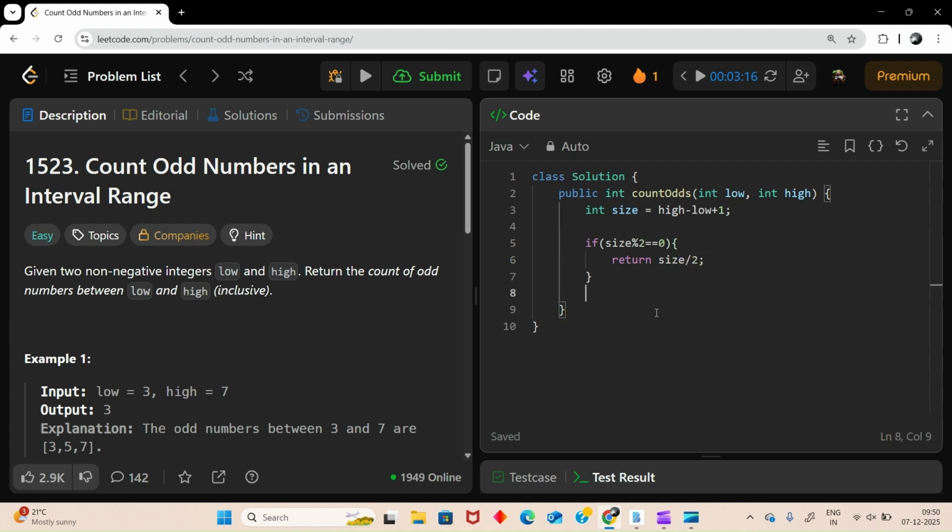Else, if it is coming after this, that means the size is odd. If it is odd, what condition do we have to check? If my low is odd, if my low percent 2 is not equal to 0, that means my first number is odd. If my first number is odd, in that case what I have to return is size by 2 plus 1, else we will return size by 2. Let's run.